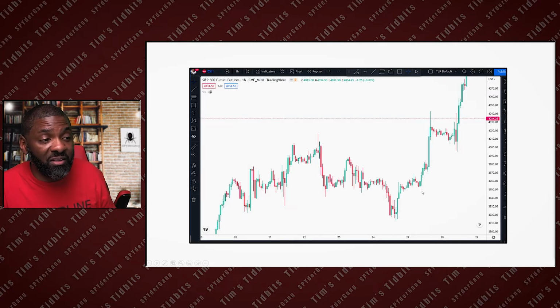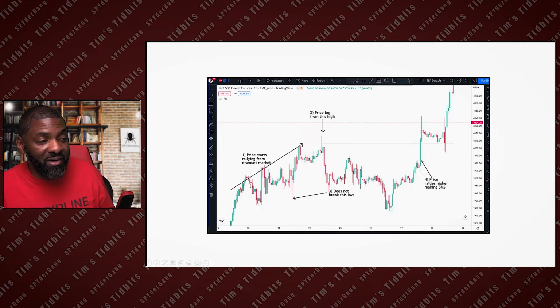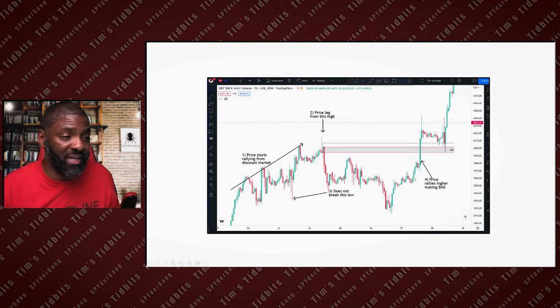And all of that looks like this, right? You came up, here's your low at A. Price makes a high at B, comes down, makes a low at C that does not break the low at A, and then eventually rallies up, creating a breaking market structure. And that's your mitigation block, because this price leg did not break that low. That's your bullish mitigation block.